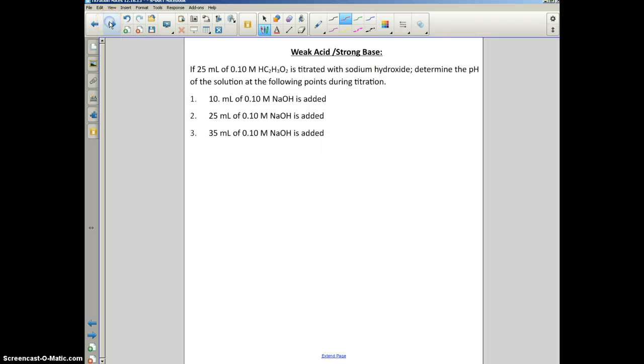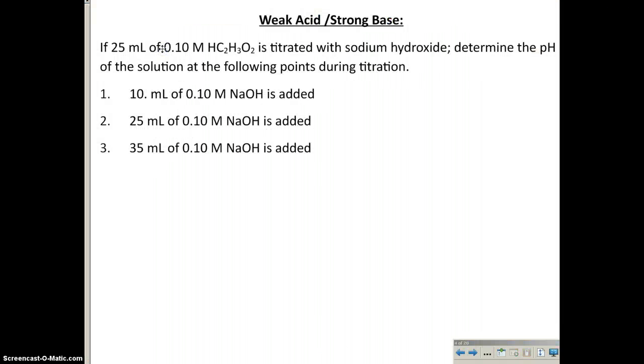What if I give you a different scenario? We have a weak acid and a strong base. First of all, note to self: if you're starting with a weak acid and you know how much you have of it, like in this case, you can actually get the initial pH.